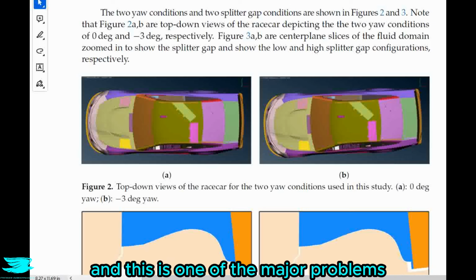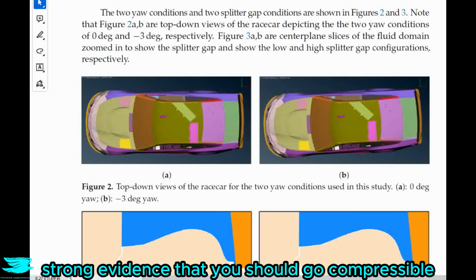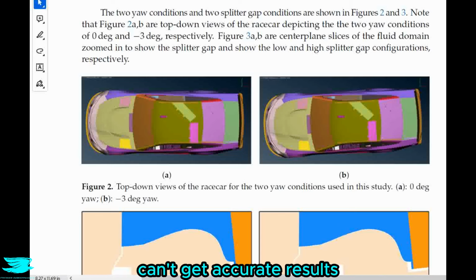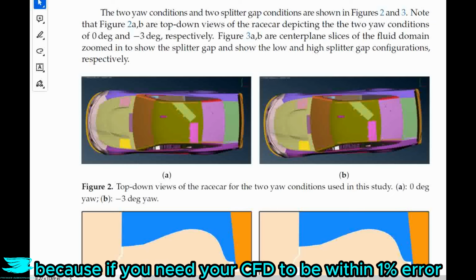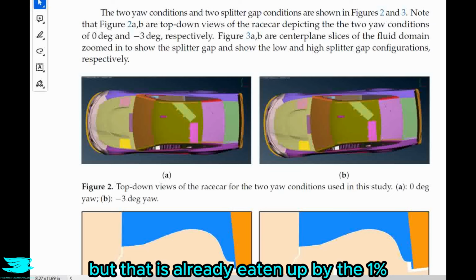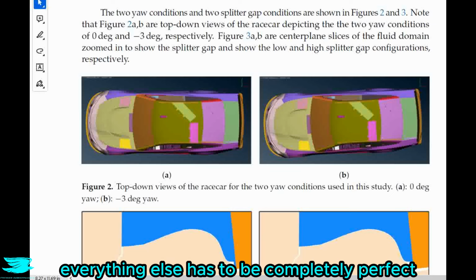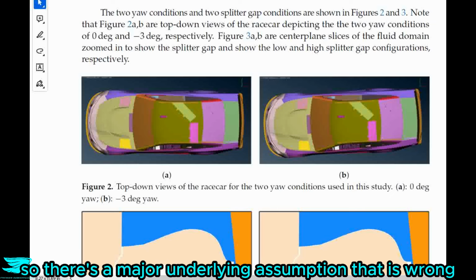And this is one of the major problems in the automotive industry now, in that the standard is to use incompressible solvers, despite strong evidence that you should go compressible. And so when they complain that they can't get accurate results, well, yeah, of course you can't get accurate results, because if you need your CFD to be within 1% error, but that is already eaten up by the 1% error in the compressibility effects, then that means everything else has to be completely perfect just to get that 1% error that you need. So there's a major underlying assumption that is wrong there, or potentially wrong.